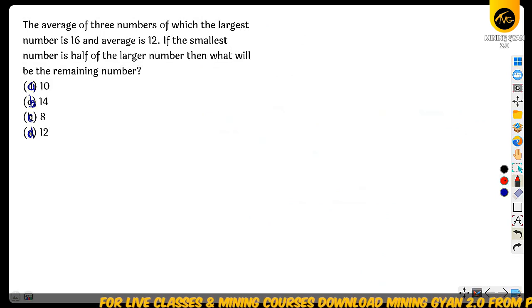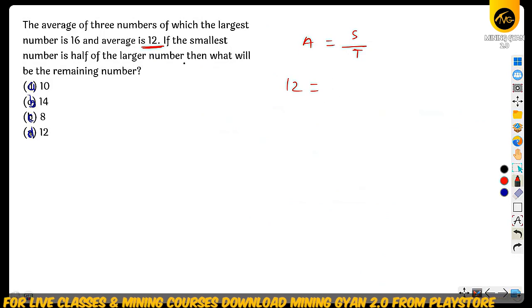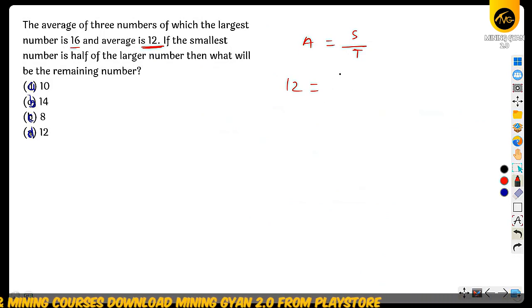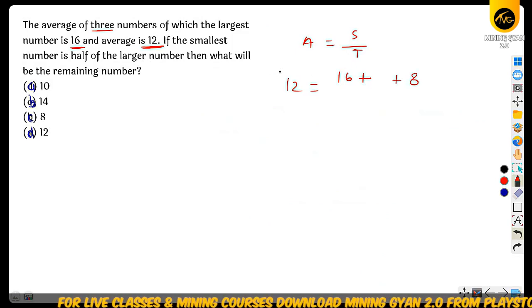Okay, first of all, we have the average is 12. So A is equal to S divided by T. Now the largest number is 16, and we have three numbers. If the smallest number is half of the larger number, the largest number is 16, so the smallest number will be 8. So this is the smallest number, and we need the remaining number.